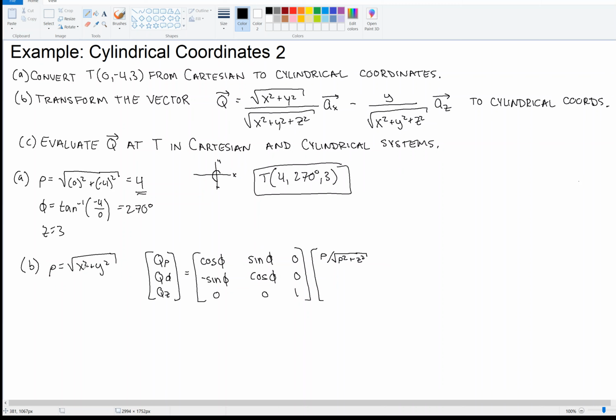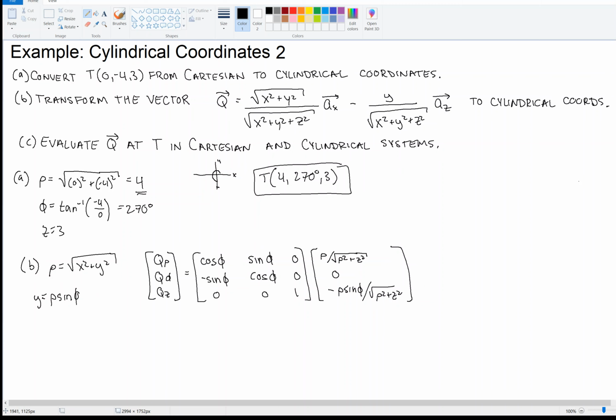Because if rho is the square root of x squared plus y squared, rho squared is x squared plus y squared. So this is the square root of rho squared plus z squared. So that's the x component. There is no y component of our vector field. And then the z component is this minus y over, again, that same denominator. So y, remember that y is rho sine phi, right? So we're going to make this minus rho sine phi divided by that same denominator, the square root of rho squared plus z squared. Right, so that's what we've got.